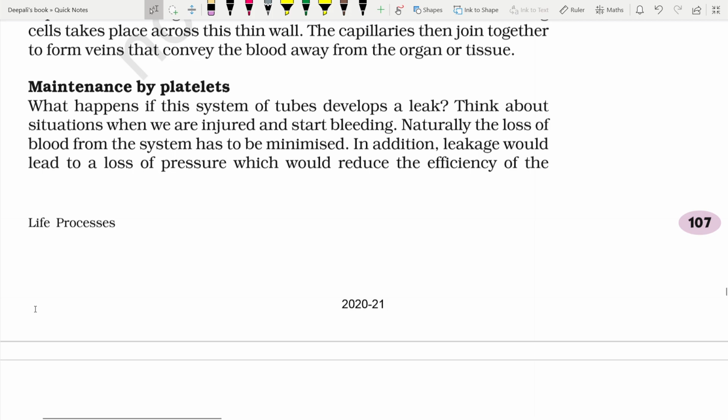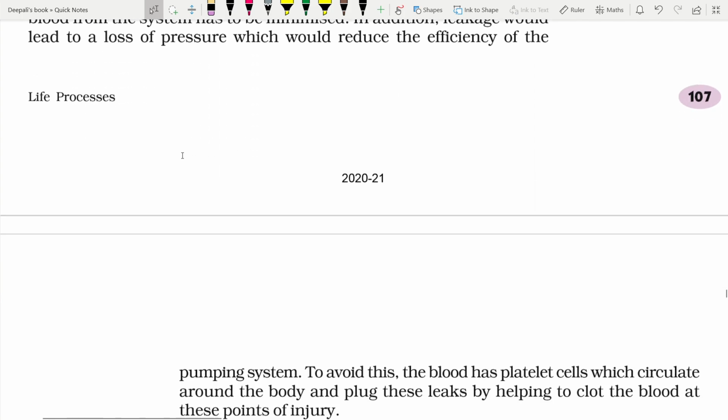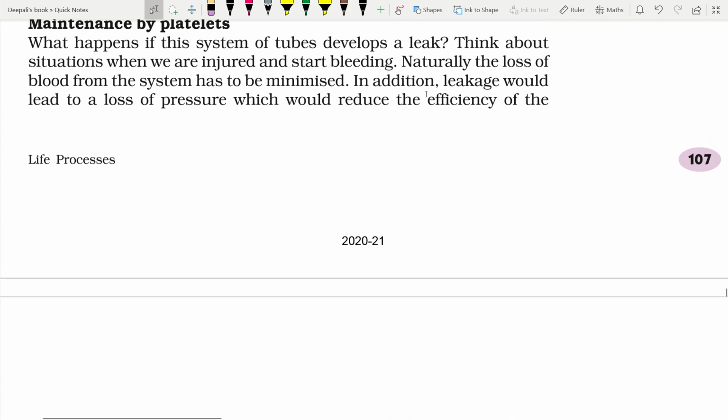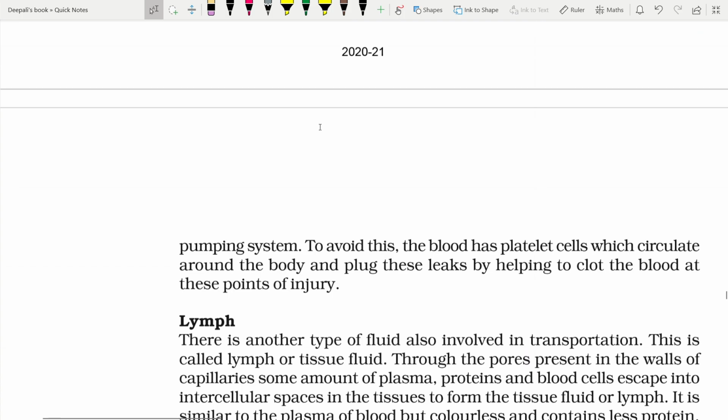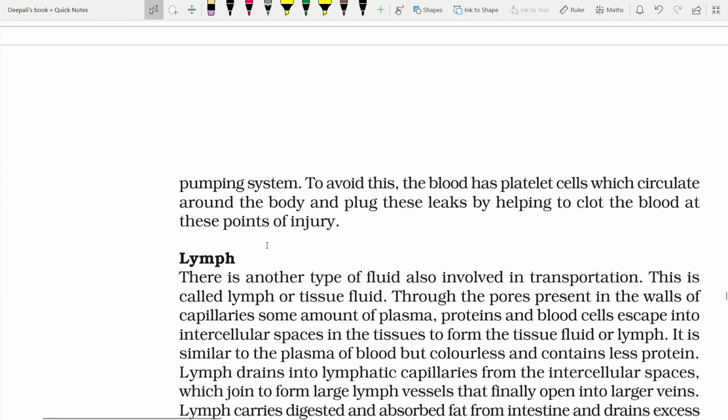Now, the maintenance system. What do platelets do, or who maintains the transport system if there is any problem? What happens if this system of tubes develops a leakage? Think about situations when we are injured and start bleeding. Naturally, the loss of blood from the system should be minimized. In addition, leakage would lead to a loss of pressure, which would reduce the efficiency of the pumping system. To avoid this, the blood has platelet cells which circulate around the body and plug this leakage by helping to clot the blood at the point of injury. So, they function as the repair system of the arteries, veins, and capillaries.